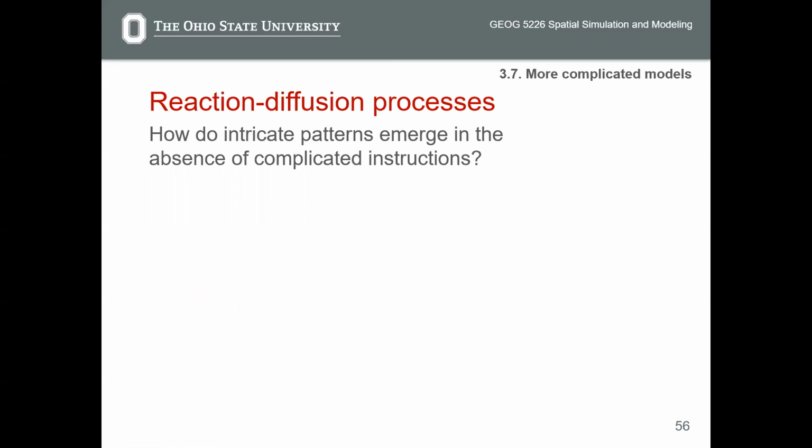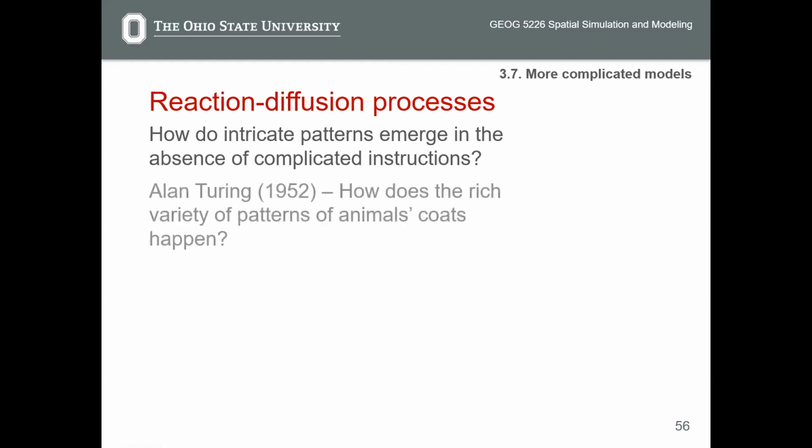Okay, let's see them. The first type I want to introduce here is called reaction-diffusion processes, or the spatial pattern they produce. How do intricate patterns emerge in the absence of complicated instructions? Which means that some very complex patterns could be created from very simple sets of rules.